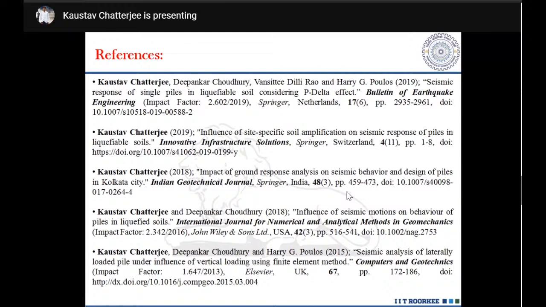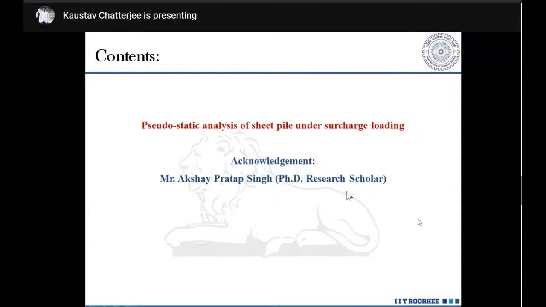So, these are some of the references which you can see. Whatever work I presented on pile foundations, these are the references from that. Some papers arising from my PhD work, as a single author, which I have done at IIT Roorkee. Okay. So you can get all these references in detail, the entire methodology, the sequential structures, and all those things in these particular publications. Okay.